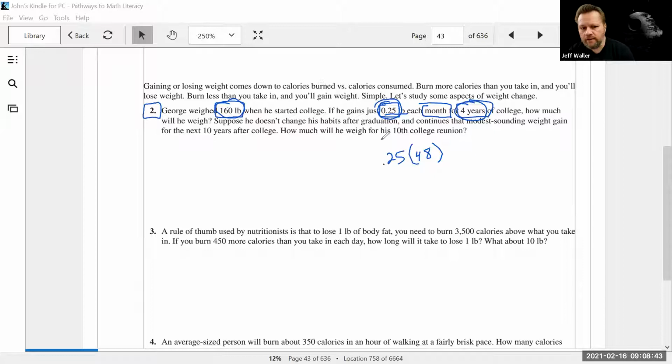And then the mistake people make on the second part of this is after graduation. Well, he weighs the new amount now. Then you go for 10 more years. 10 more years of gaining weight, right? And this is how it works, all you young people out there, unfortunately.